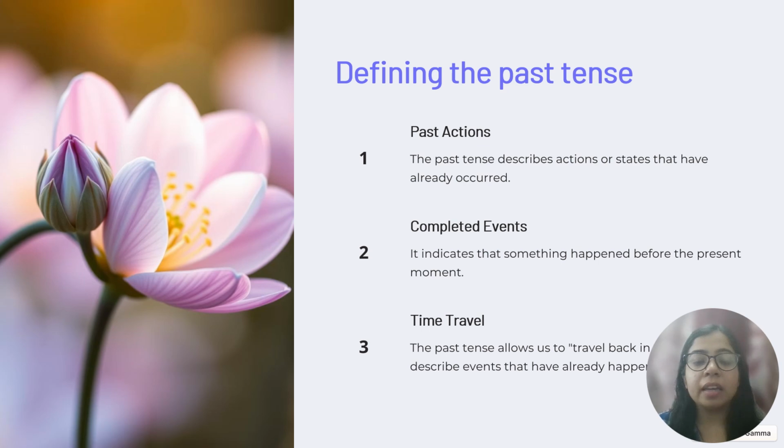Okay, then at last, time travel. The past tense allows us to time travel in our head, not really. Okay, so in our head it allows us to time travel and to know and to remember the event again and to talk about that event again.